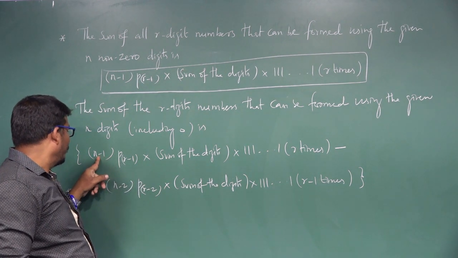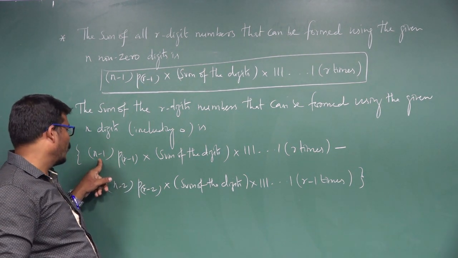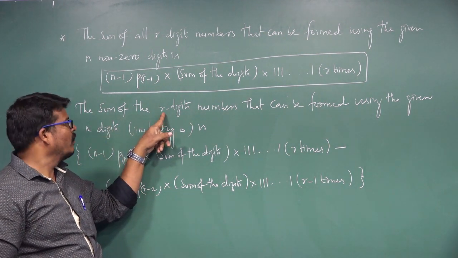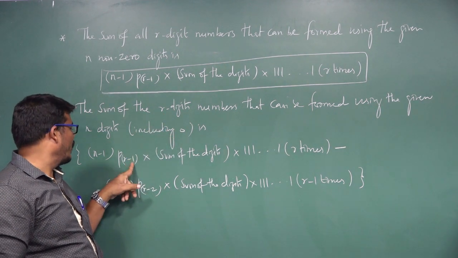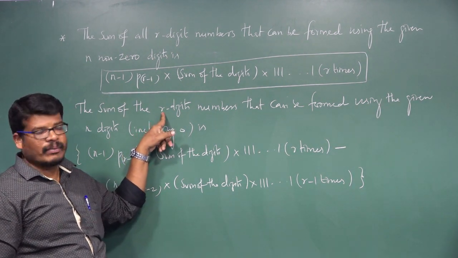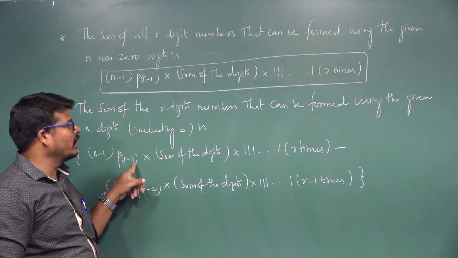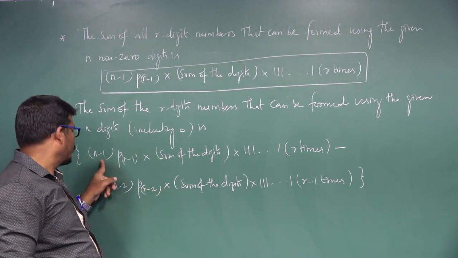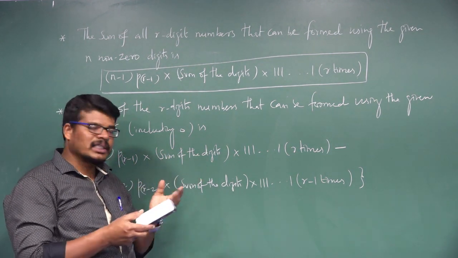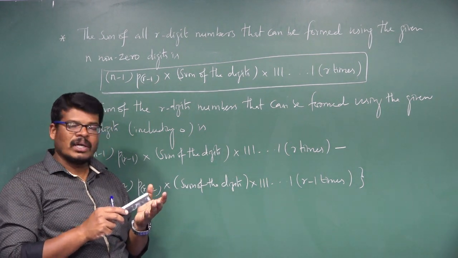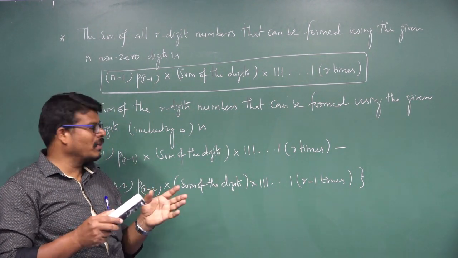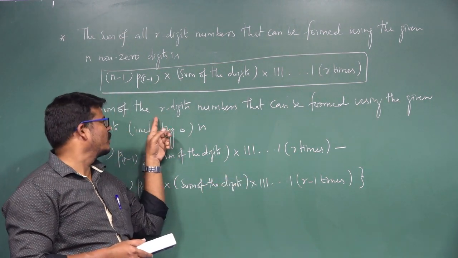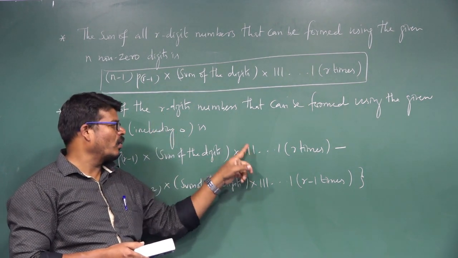In the first term, n−1 means the number of digits is 5, so 5−1 is 4, into P(r−1). Here r means the 4-digit numbers, and 4−1 is 3. So (n−1)P(r−1) into the sum of the digits. The sum of the digits is 0+1+2+3+4, into 1, 1, 1, r times. Here r means 4 digits, so the sum of the 4-digit numbers uses 1, 1, 1, 1, four times.